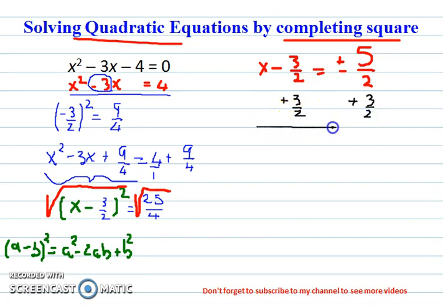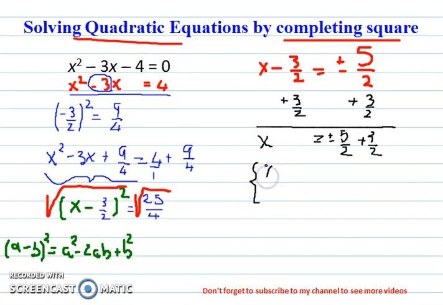Then for our solution, we're going to have two solutions where x equals plus and minus 5 over 2 plus 3 over 2. So as you can see, when we take the square root of 25 over 4, it gives us two real numbers: 5 over 2 and negative 5 over 2. So that's what helps us to have two solutions.